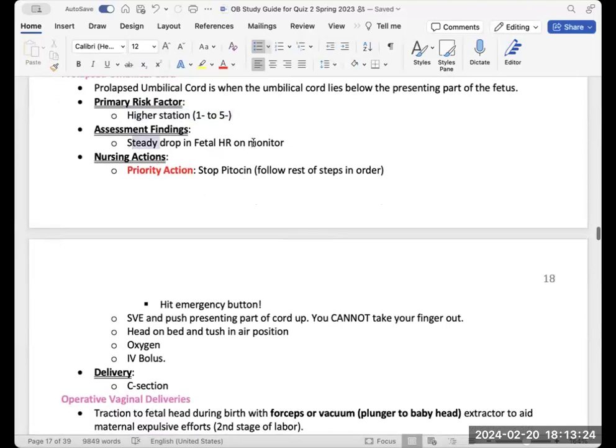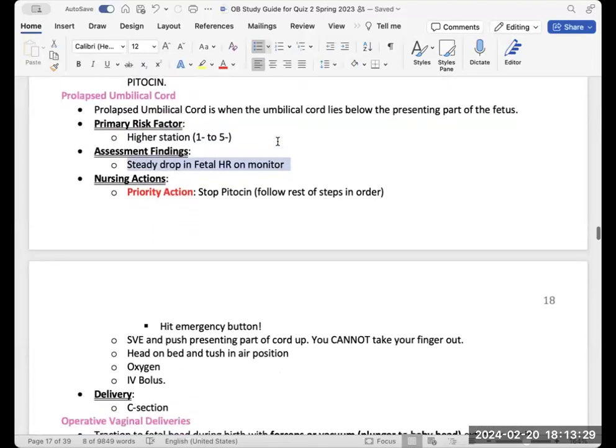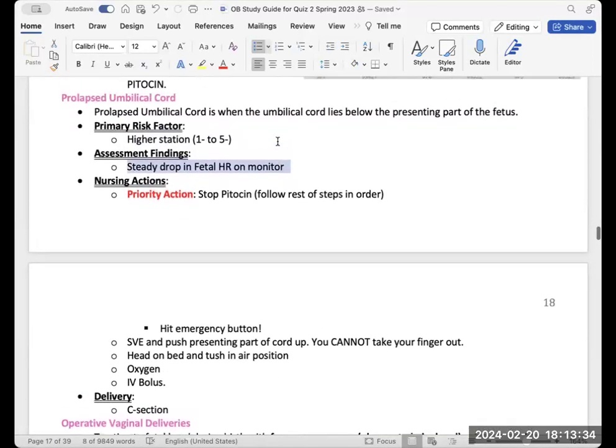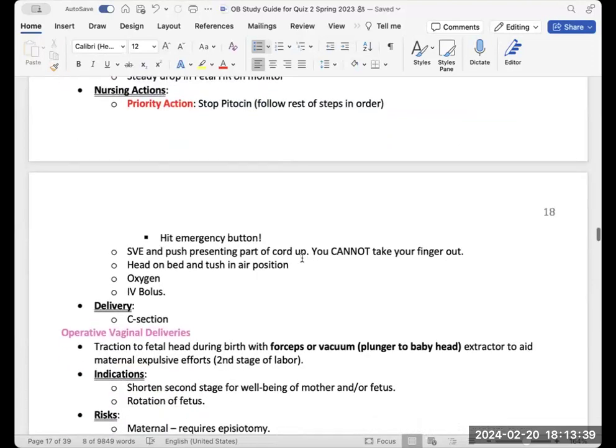So what we'll typically see is a steady drop in the fetal heart rate on the monitor. If we see a steady drop in the fetal heart rate, our nursing assessment is that they have a prolapsed umbilical cord, and our priority is stop Pitocin, okay? We're going to hit the emergency button, then we're going to do a sterile vaginal exam. This is what you need to do: you need to push the presenting part of the cord up, but you cannot take your fingers out, so you're keeping your fingers in there, and you're pushing the presenting part of the cord up, okay?